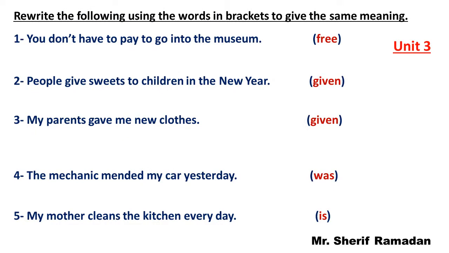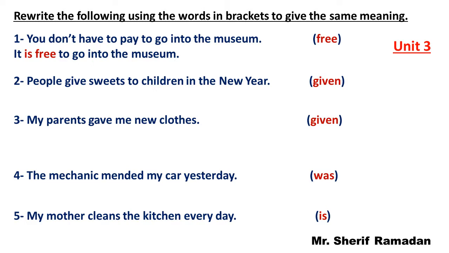Rewrite the following using the words in brackets to give the same meaning. عندنا مجموعة من الجمل وعندنا كلمات ما بين قوسين بنستخدمها عشان نعبر عن نفس المعنى للجملة اللي موجودة قدامنا. Number 1. You don't have to pay to go into the museum. Free. استخدم كلمة free عشان تعبر عن نفس المعنى. You don't have to pay يعني أنت مش مضطر تدفع. To go into the museum عشان تدخل المتحف. فبقول it is free to go into the museum يعني مجانا إن أنت تدخل إلى المتحف.